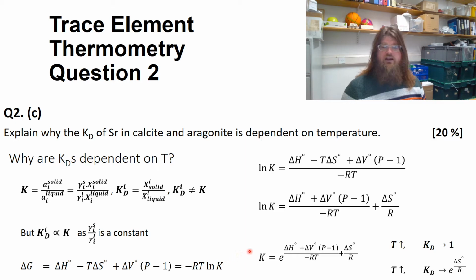So we can rearrange that, divide both sides by minus RT. If we want to, we could do some separating out of terms, but it doesn't really matter. The point is that if we've got log k equals this thing over here, which is a fraction with RT on the bottom, we can raise e to the power of both sides to get rid of that natural log. And that gives us an equation that looks something like this.